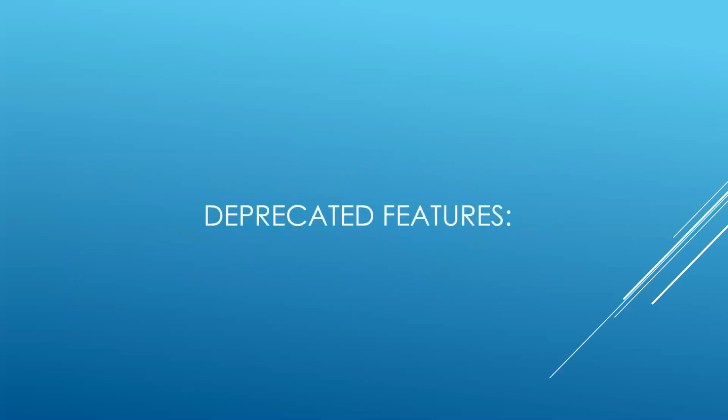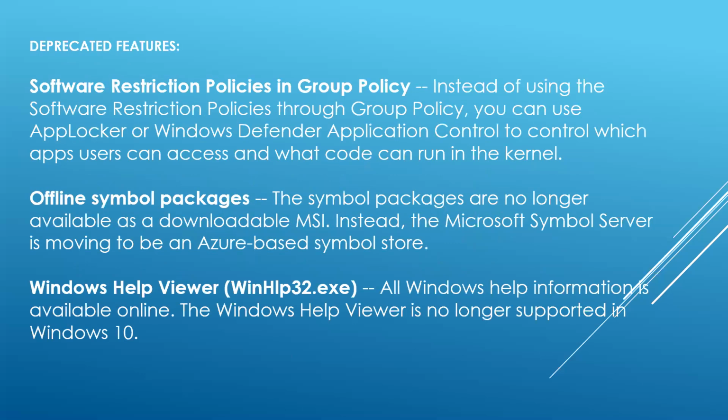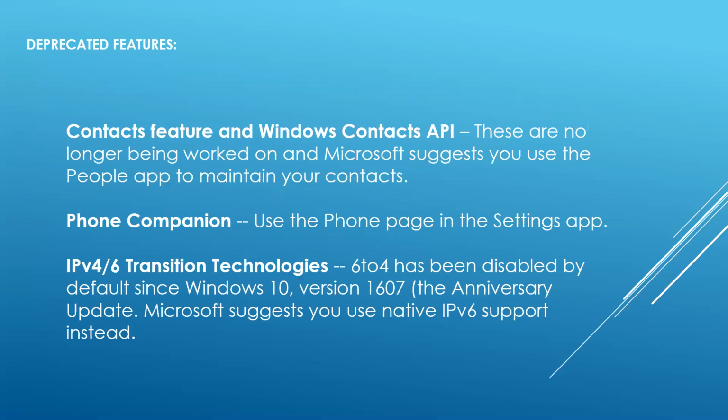Deprecated features. What deprecated features means, these are features that Microsoft is removing but replacing with something different. In other words, it's being replaced, not just removed. Software restriction policies and group policy probably doesn't affect most of you. Offline symbol packages. Not sure many of you use symbols. If you do, it's moved to be an Azure-based symbol store. And the Windows Help Viewer is no longer there; if you want help, you just go online for help. Also, the Windows Contact API is no longer being worked on, and Microsoft suggests that you use the People app to maintain your contacts.